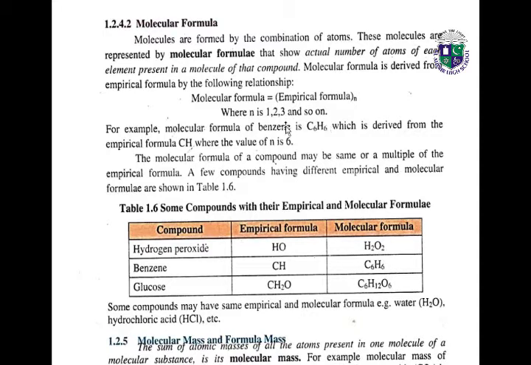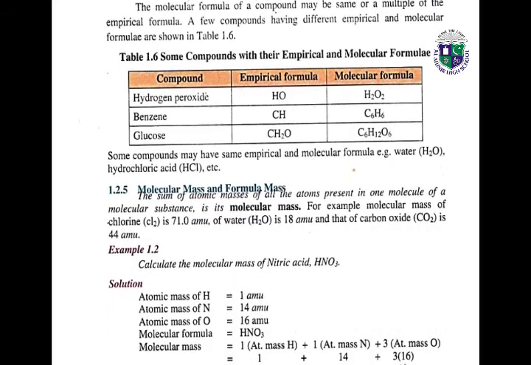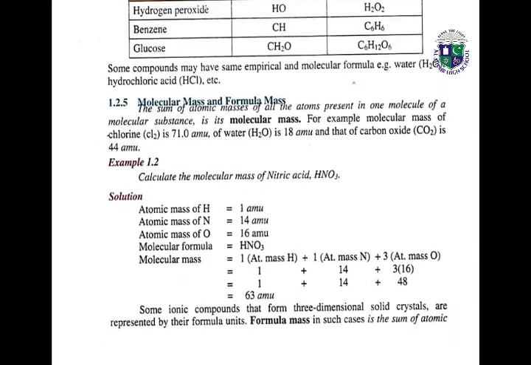Here we have the example, benzene. The molecular formula for benzene is C6H6, which is derived from the empirical formula CH, where the value of n is 6. So here we have this table which shows the different compounds and their empirical and molecular formulas.